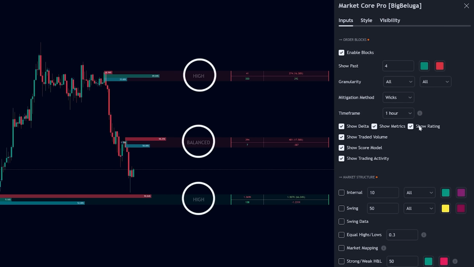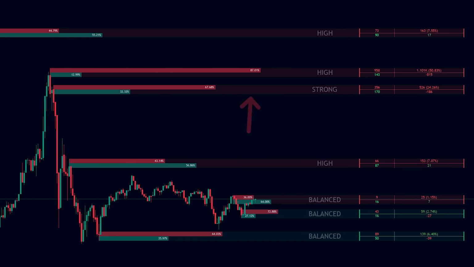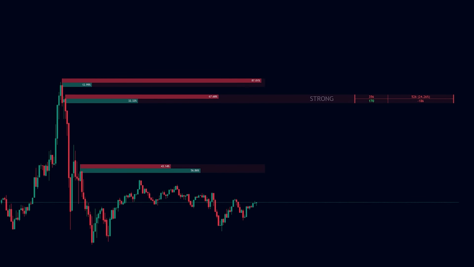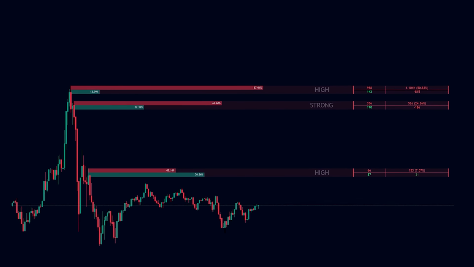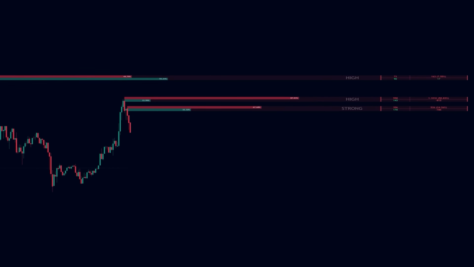Finally, wrap up your analysis with show rating, which categorizes order blocks as weak, balanced, high, or strong. Strong blocks, in particular, highlight zones where institutional traders or smart money are most active. For example, a strong bearish block can serve as a reliable resistance zone for short trades. This intuitive rating system provides a quick overview of each block's importance, making it easier to integrate into your trading strategy. Imagine this: you're planning a short trade and see a red bearish block with a high delta score and strong rating. This tells you there's significant selling pressure, making it an ideal resistance zone for your position.